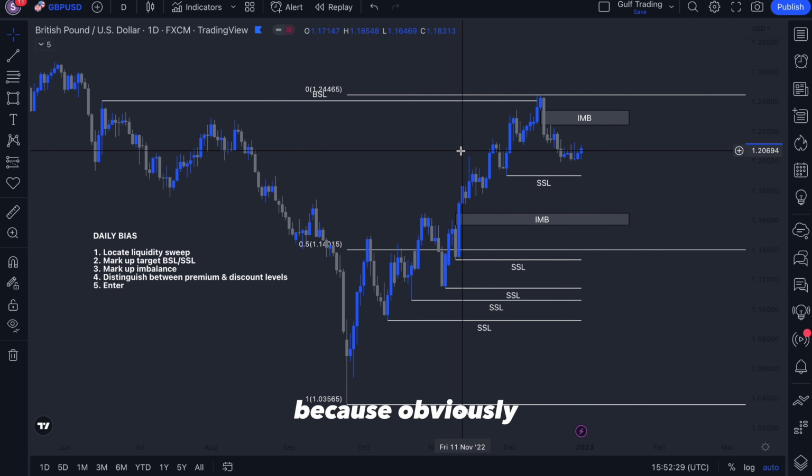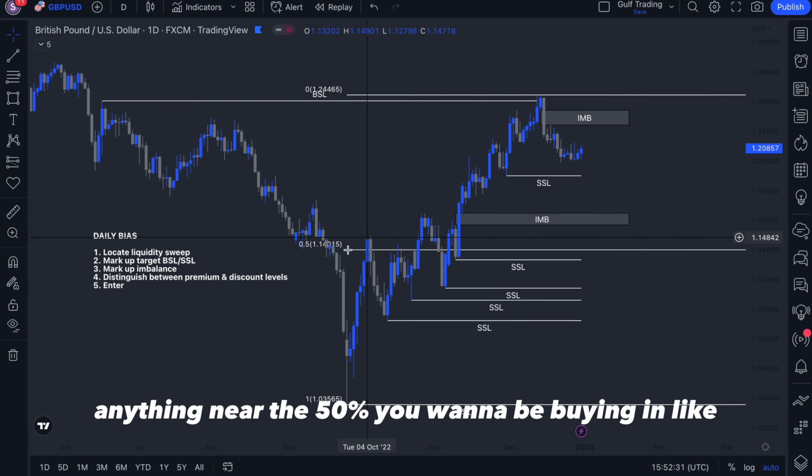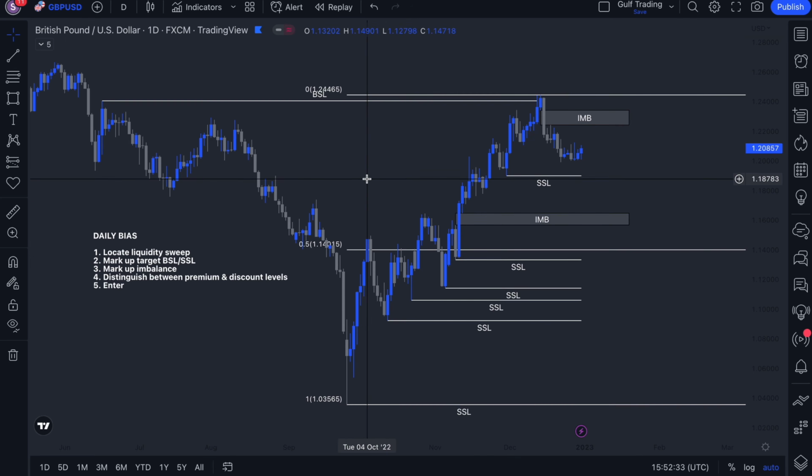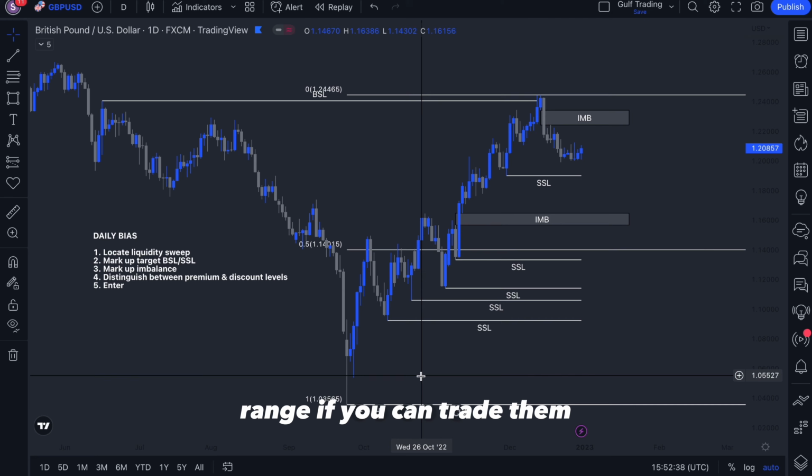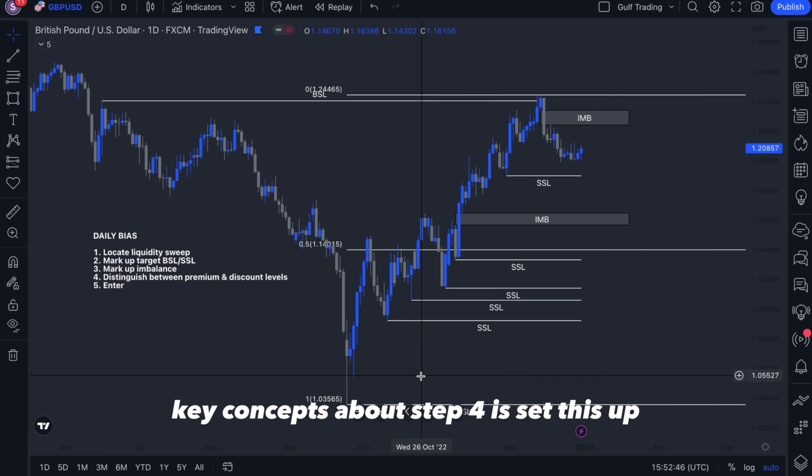That's not entirely true, because obviously you don't want to be buying around here, anything near the 50%. You want to split it into thirds, and you want to be selling in the top third, buying in the bottom third when you're in the trading range, if you can trade them. I can make a video on that, but for now, let's ignore that. The key concept about step 4 is to set this up.